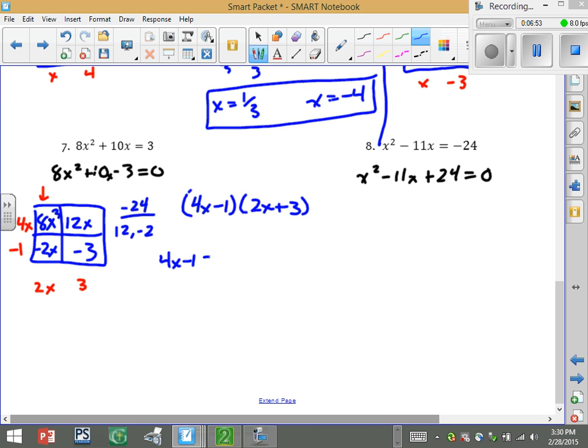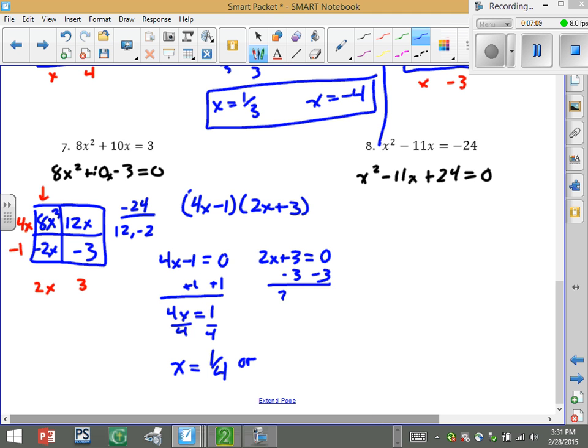So 4x minus 1 equals 0, 2x plus 3 equals 0. This one we're going to end up with fractions on both of these. So 4x equals 1. Divide both sides by 4. So x equals 1/4. Or subtract 3 from both sides. So you have 2x equals negative 3. Divide both sides by 2. x equals negative 3 over 2.